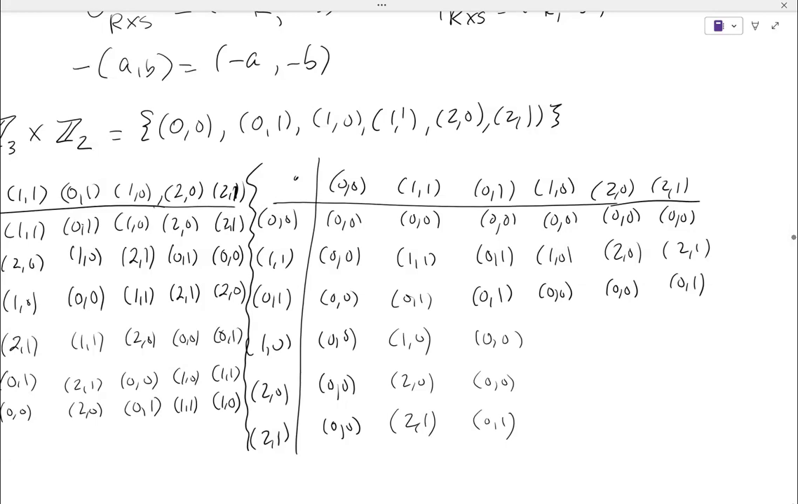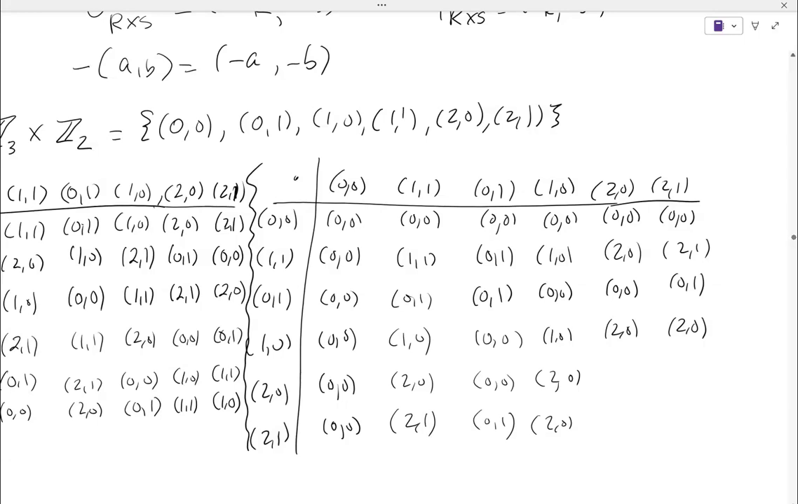What about when we do (1,0)? What do we get going across the row? (1,0), okay, (2,0), good, (2,0), good. And again, we can go down the column like we did with the row, because again, the multiplication is commutative.